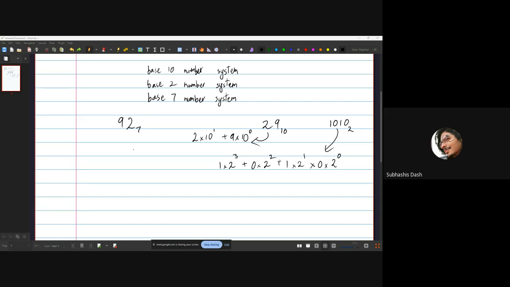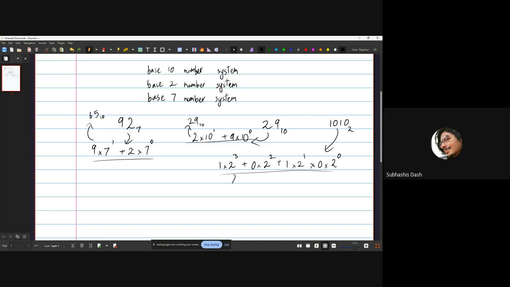Yeah, that's correct. So we have 9 times 7 to the power 1 plus 2 times 7 to the power 0. So this is what it represents. Now notice that all of these are simply multiplication and addition. So essentially these all refer to a particular number. If I were to say everything in base 10, which is the normal decimal system, this one is 29. This one would be what? 9 times 7 is 63 plus 2. So this is 65 in base 10.